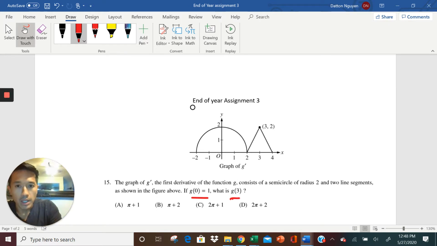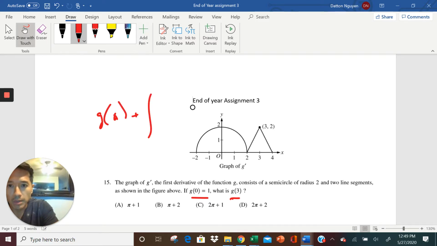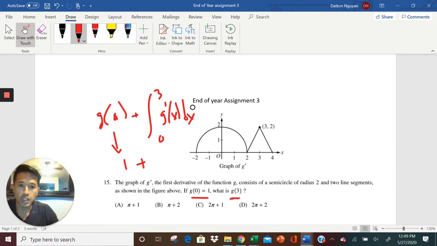Okay, so the fundamental theorem of calculus would state, using this, g of 3 equals g of 0 plus the integral from 0 to 3 of g prime, and whatever it is, let's call it g prime of x dx. Okay? So that's what that is. So what's g of 0? G of 0 is 1 plus the integral from 0 to 3 of g prime. So from 0 all the way to 3.